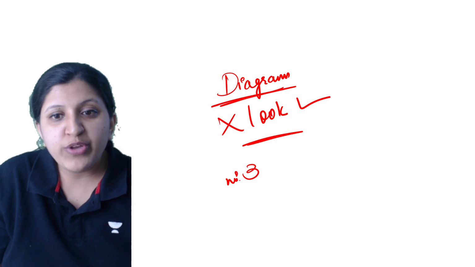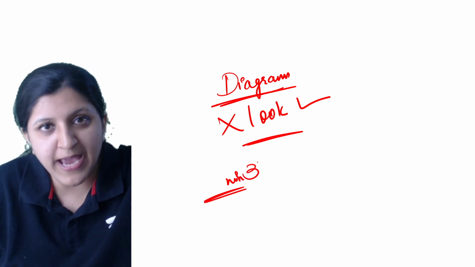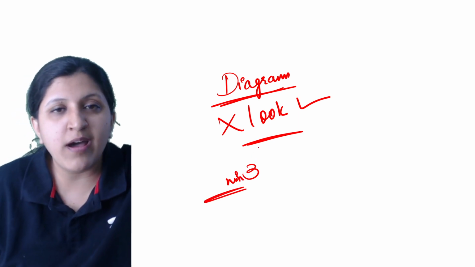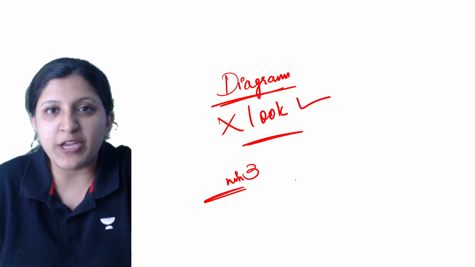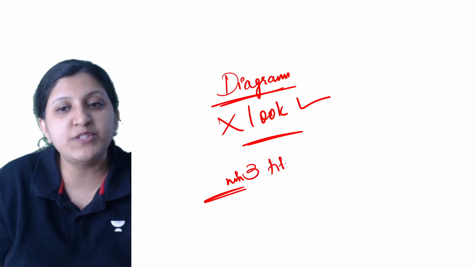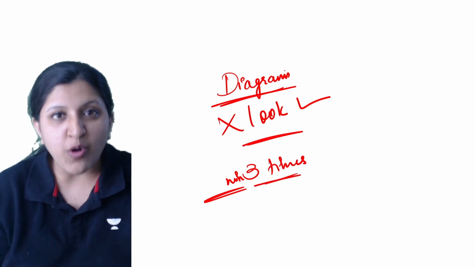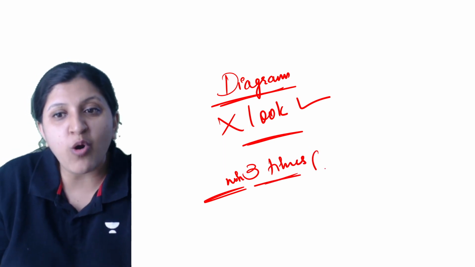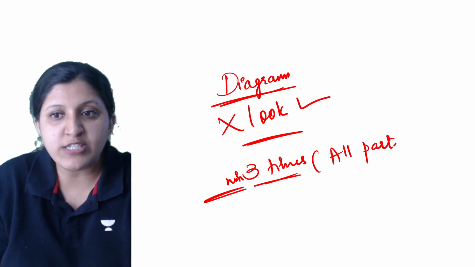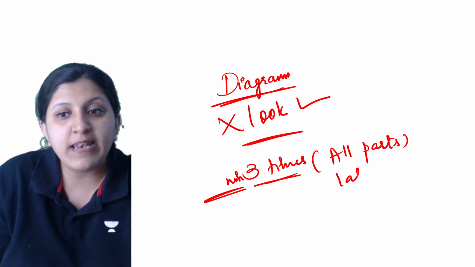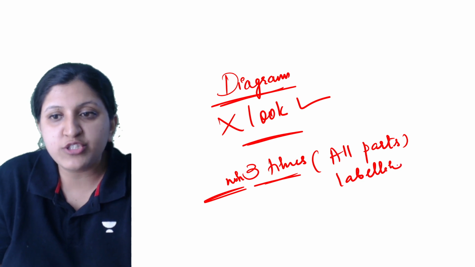Once by looking, then again without looking, and then to make sure, one more time you need to draw. So minimum 3 times make sure that you are drawing a diagram, with all the parts there, and their labeling. Labeling should be done.